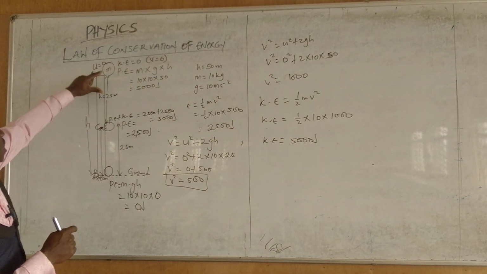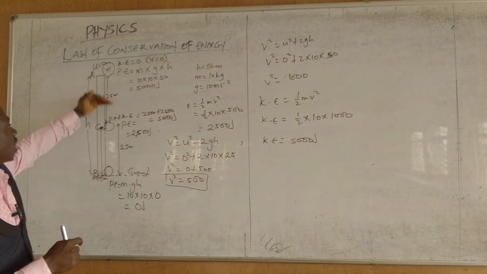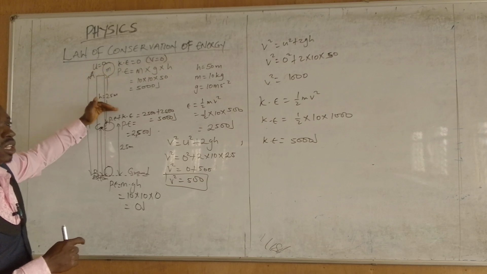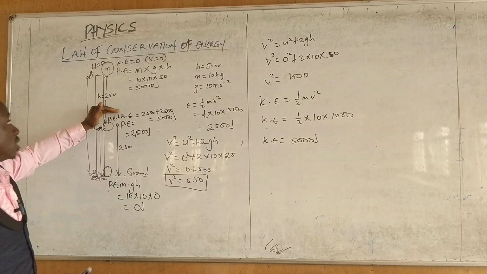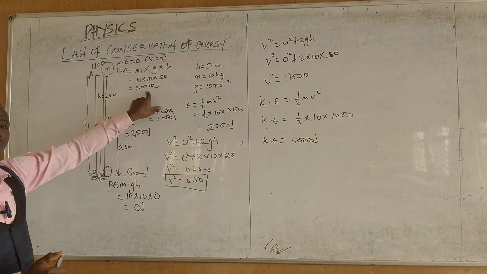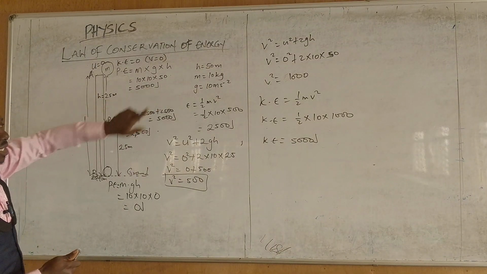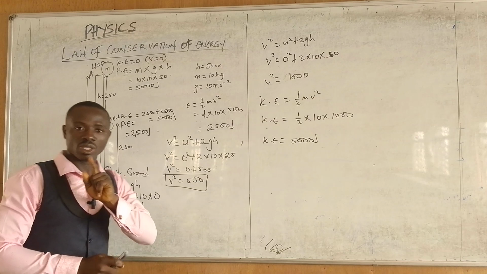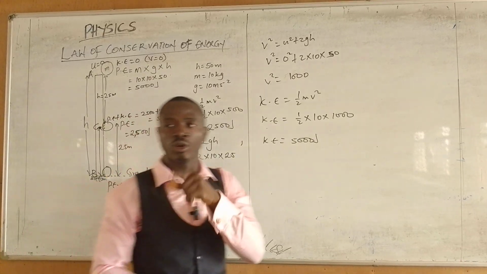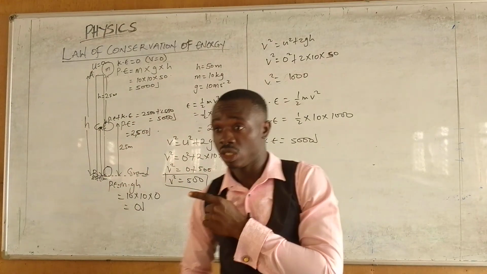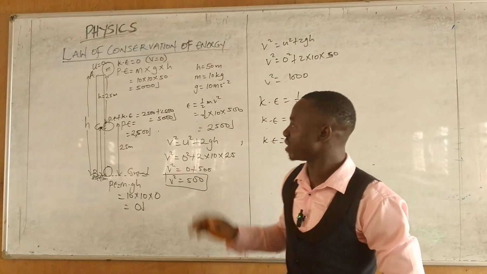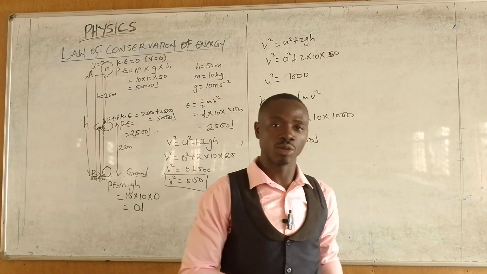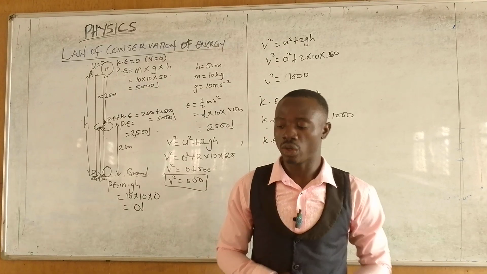So you too, you can decide to pick any point. Maybe pick 20 meters down the cliff. Calculate the potential energy there. Calculate the kinetic energy there. Add it together. The sum must give you 5,000 joules. So that is the proof that the law of conservation of energy is correct. Very perfect. So energy can neither be created nor destroyed. It can be transformed from one form to another. Thank you.